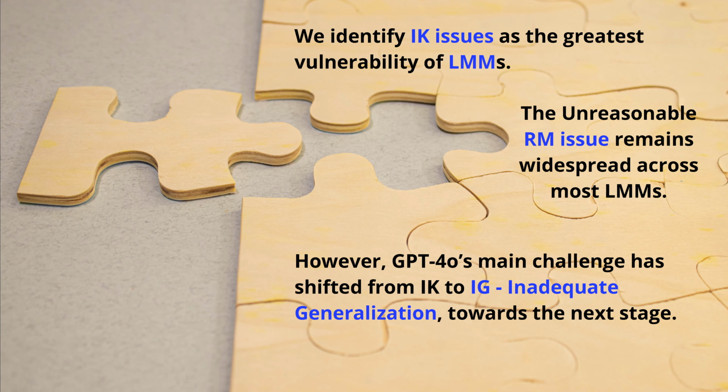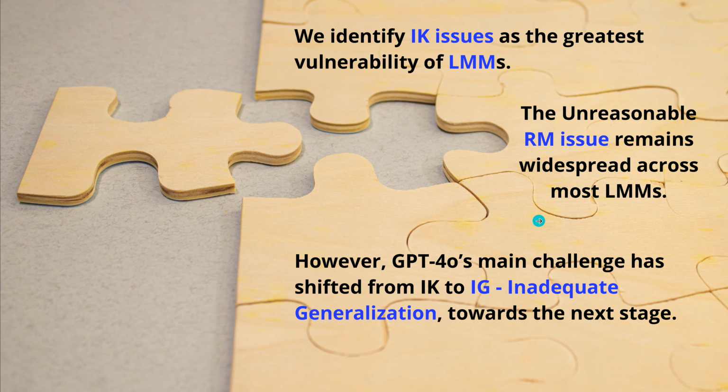We have 3 main messages. They identified the inadequate knowledge issue as the greatest vulnerability of our LMMs. So those LMMs cannot simply solve a one-step mathematical problem. They fail on the one-step level. Plus, the rote memorization issue remains widespread across most LMMs. Completely nonsense. This AI system is just going, let's call it, unreasonable, crazy.